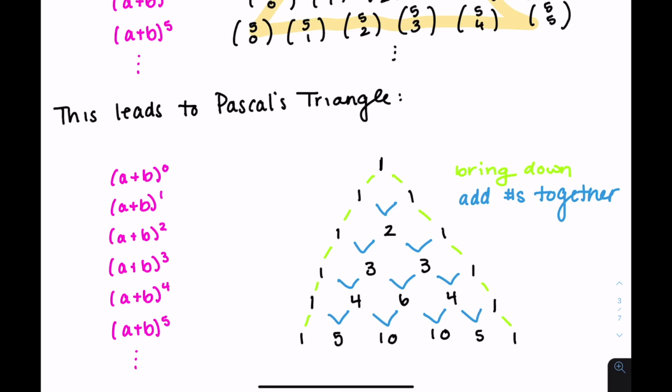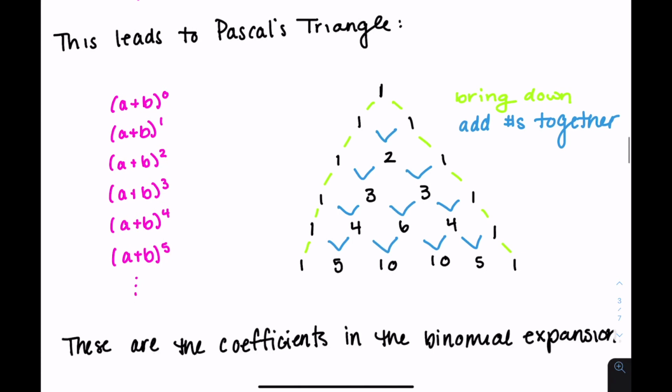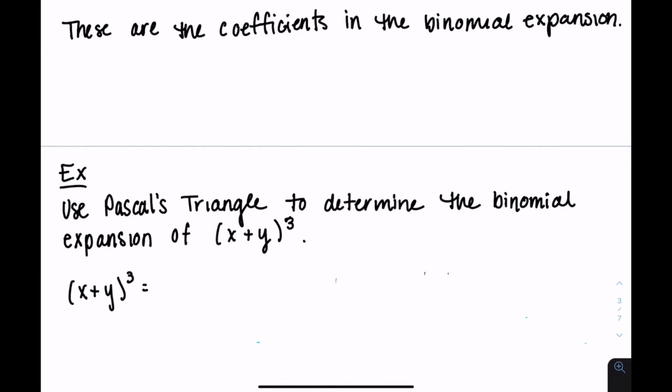So if you look at our last example, those were exactly the coefficients we had in the binomial expansion. So you could write this just once and then you're immediately done. You don't have to go through the process of calculating every single individual coefficient. So let's go ahead and apply that. Let's use Pascal's triangle to determine the expansion of this.